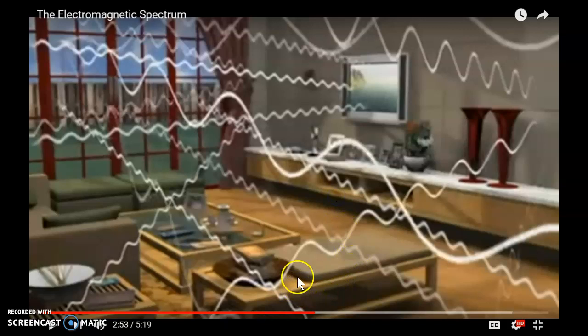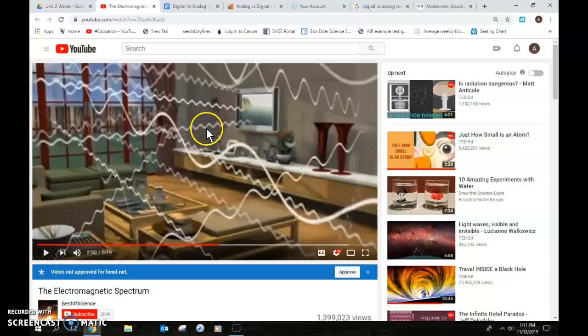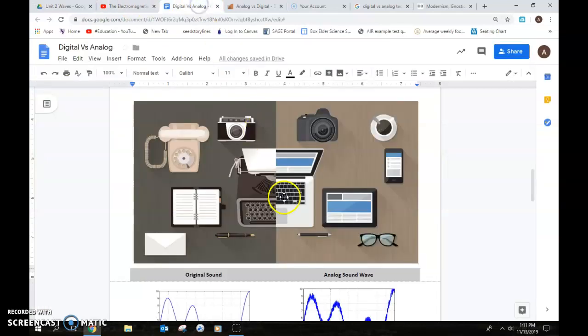All right, so the first thing is it's important to understand that analog and digital are both considered waves, but the most important thing is all of these waves that you see right here, even though this microwave might be coming in and giving your cell phone a message, the wave itself is analog. But when your phone decodes it, that is digital. So let's show you the difference between that.